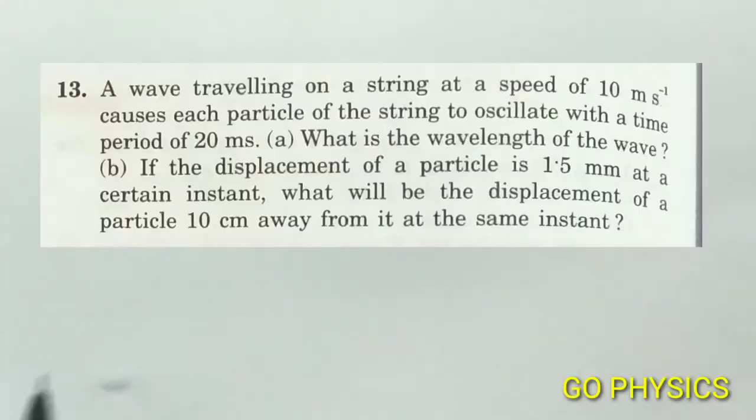A wave traveling on a string at a speed of 10 meters per second causes each particle of the string to oscillate with a time period of 20 milliseconds. The first part of the question is asking what is the wavelength of the wave, and the second part, if the displacement of a particle is 1.5 millimeter at a certain instant, what will be the displacement of a particle 10 centimeter away from it at the same instant.